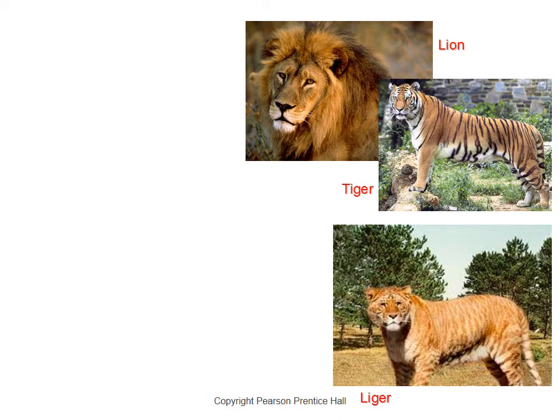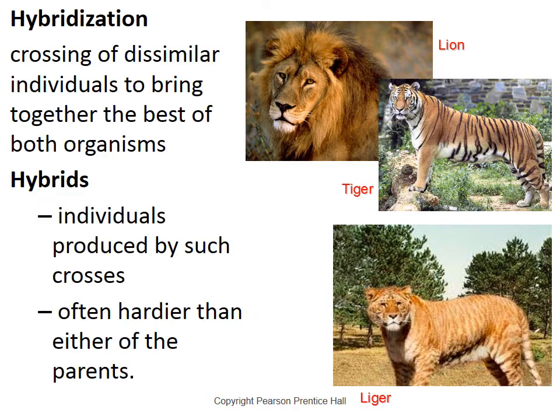One type of selective breeding is called hybridization. That's when you get two dissimilar individuals and you're trying to get the best traits of both. An example of a hybrid would be a liger. We've got a male lion and a female tiger. And a lot of times hybrids are often hardier than either of the parents.